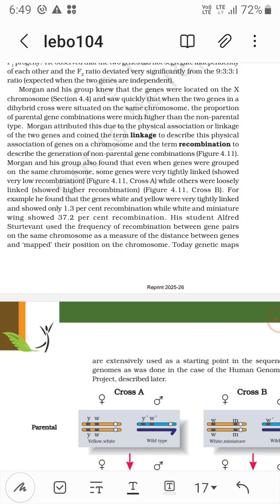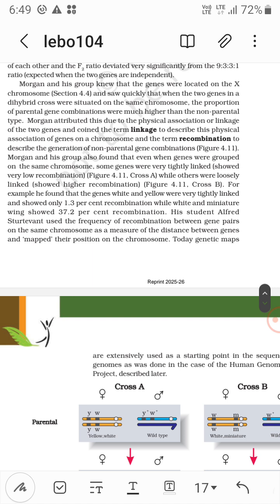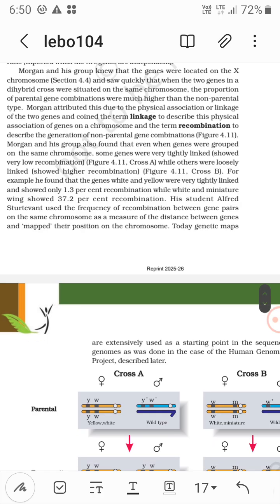For example, he found that the genes white and yellow were very tightly linked and showed only 1.3% recombination. White and yellow, right? And white and miniature showed a variation of 37.2% recombination. Now his student Alfred Sturtevant went on to use the frequency of recombination between gene pairs on the same chromosome as a measure of the distance between the genes and map their position on the chromosome.